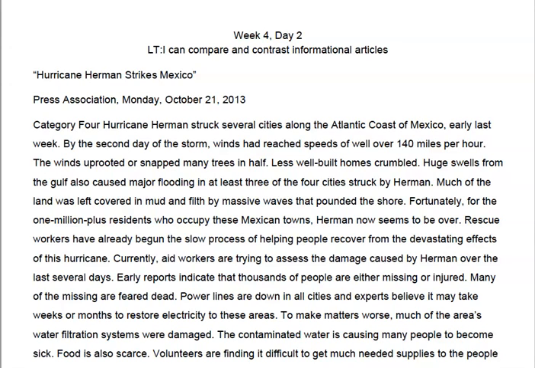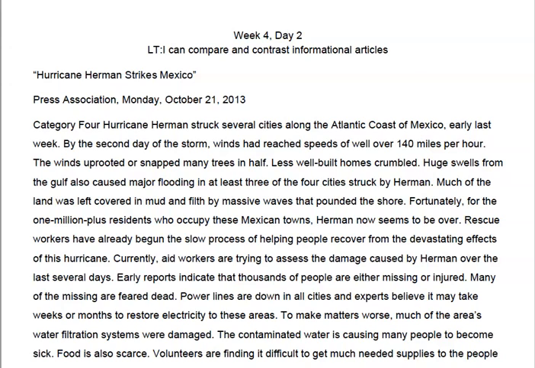So today what we're going to be doing is reading another informational article about a natural disaster, a little shorter than yesterday. And then what you're going to be asked to do is compare and contrast the two informational articles. So again, you're just going to be applying the close read strategy, and then you're going to look at your notes from yesterday and find those commonalities and those differences between the two. So, learning target: I can compare and contrast informational articles.